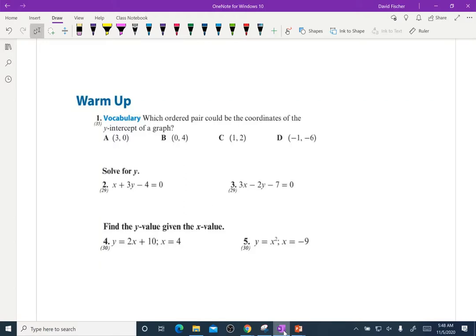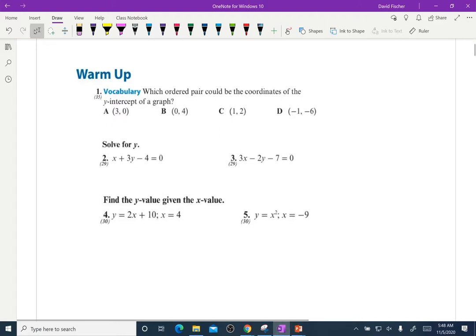So today's a very, very important day because we want to be able to graph linear lines very, very quickly. Okay, so I have the warm-up answers on the next page. So pause your video, do the warm-ups, and then let's get started on today.